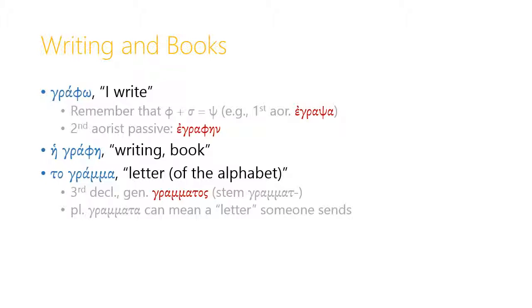Interesting, though, to keep in mind that the plural, grammata, can actually mean a letter that someone sends. So in the singular, ta gramma means a letter of the alphabet. But if you put a whole lot of those letters of the alphabet together, what you can get is ta grammata, which means a letter, a message that somebody has written down with letters and sent to someone else.